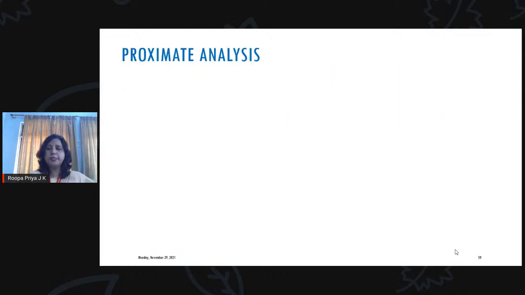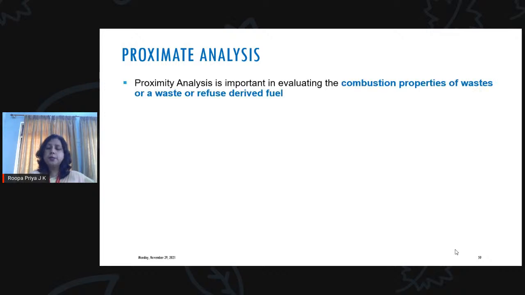So the proximate analysis. Here the proximate analysis is important in evaluating the combustion properties of wastes or a refuse derived fuel. So here it is important to find out what could be the combustion properties of any waste which we discard.